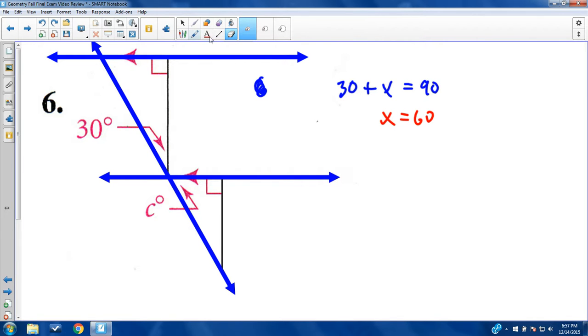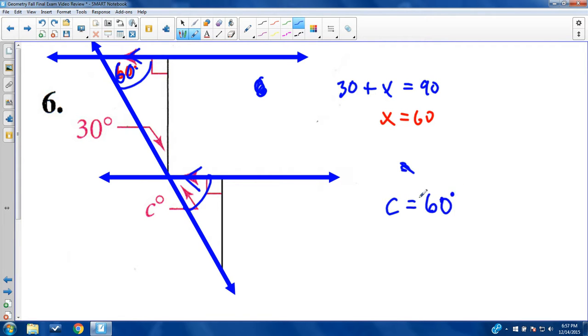Well, we're trying to solve for c. Remember, look at what you're trying to solve for here. And if you can see here, these are corresponding angles that are congruent. Again, only look at the blue. 60, 60, parallel lines. Corresponding angles are congruent. C equals 60 degrees.